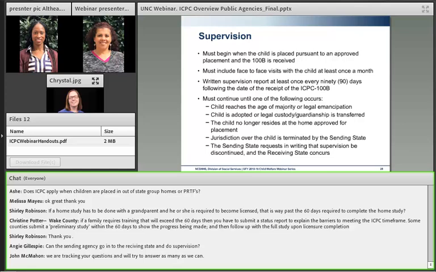A child reaches the age of majority or legal emancipation. A child is adopted, or custody or guardianship is transferred to the resource. The child no longer resides at the home approved for placement. Jurisdiction over the child is terminated by the sending state. The sending state requests in writing that supervision be discontinued, and the receiving state concurs.